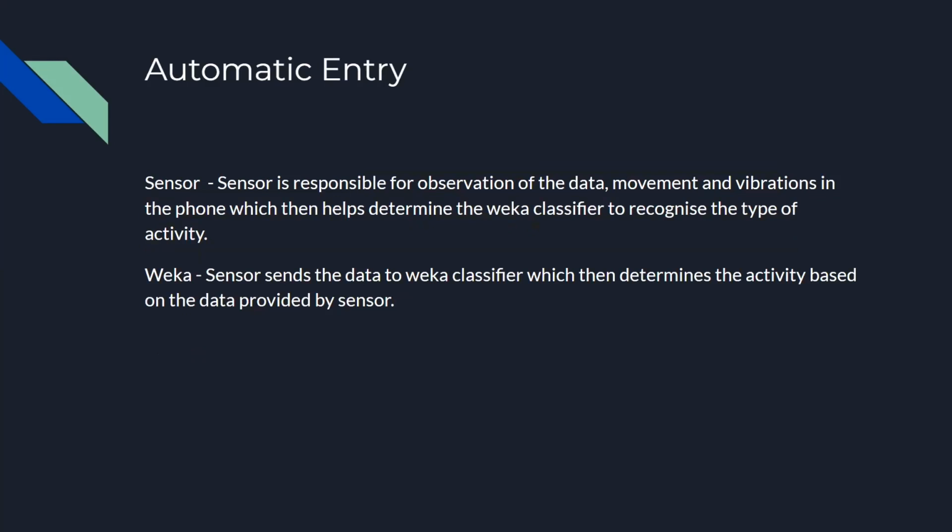Another highlight of our app is automatic entry. For this, we have built in a sensor. The sensor is responsible for observing the data, movement, and vibrations in the phone, and then it helps the Weka classifier to recognize the type of activity. The sensor provides the information to the Weka classifier. Then the Weka classifier determines what type of activity is being performed by the user, depending on the data that the sensor provides to it.